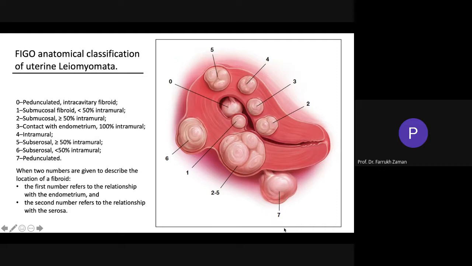Number one is which is projecting into the endometrial cavity, but is within the uterine wall. So submucous fibroid, which is less than 50% intramural. And if you look at number three on the other side, that is touching the endometrial cavity. Number three, contact with endometrium, but 100% intramural. And number two is more than 50% intramural, and so on it goes.